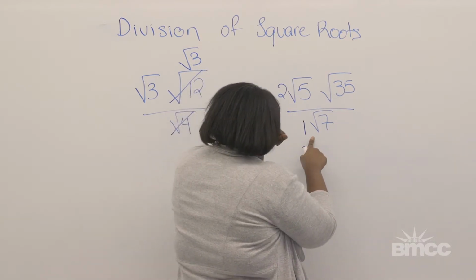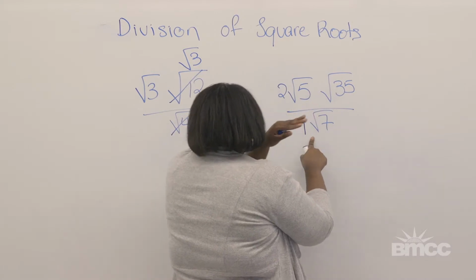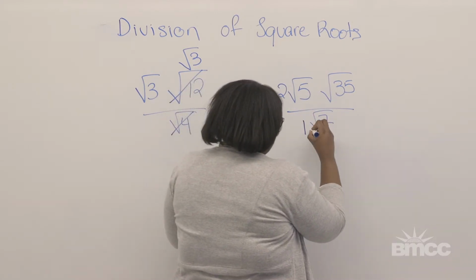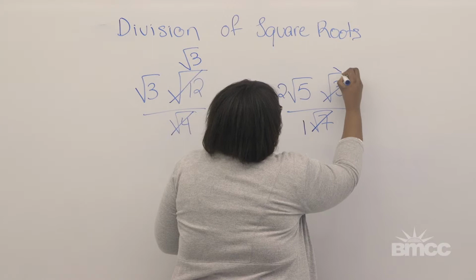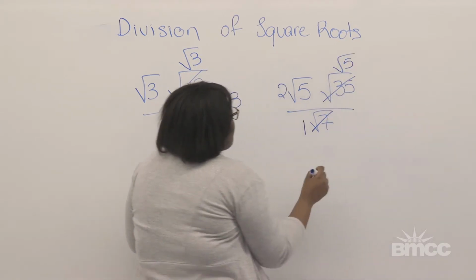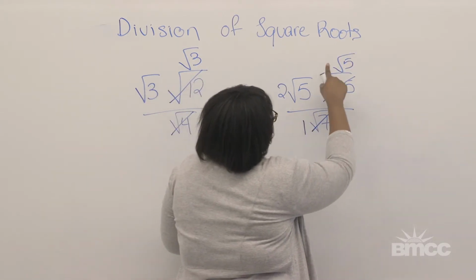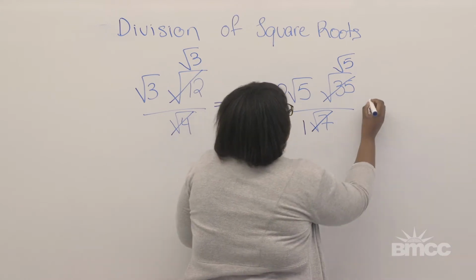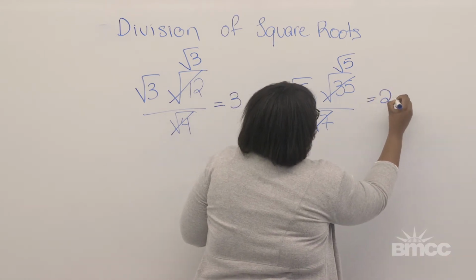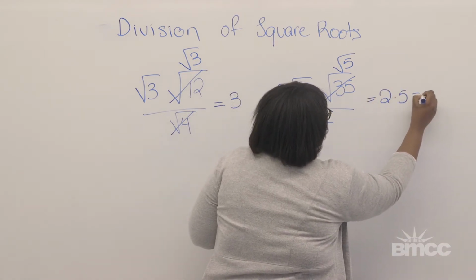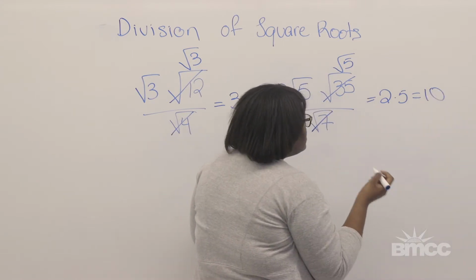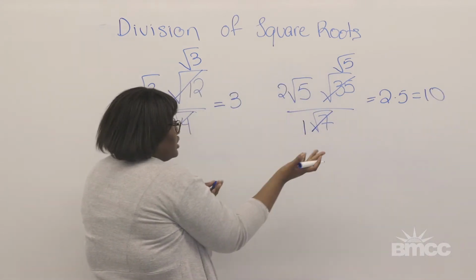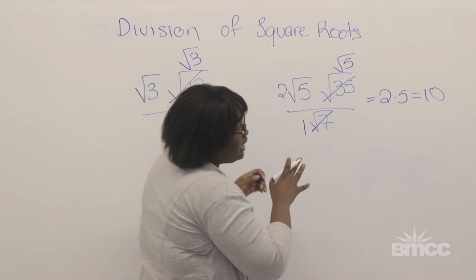We can still divide the square root of 7 into the square root of 35, which will give us the square root of 5. So you know, the square root of 5 times the square root of 5 would just be 5, and this would just be 2 times 5, which gives us 10. Again, that's over 1, so we know it's just 10.